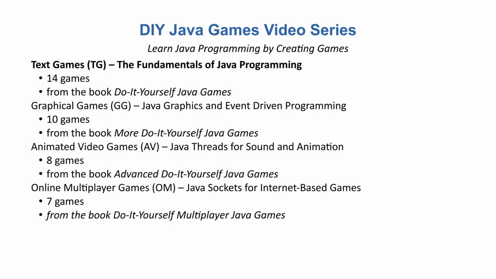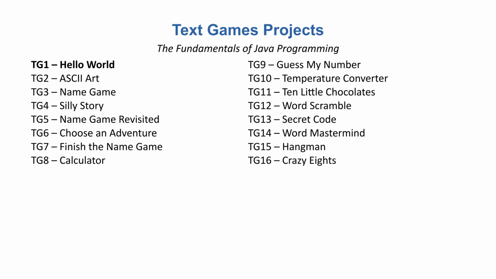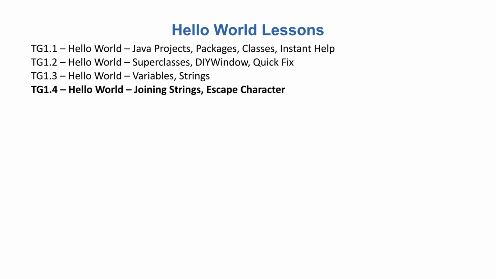We're currently in the Text Games video series, TG, the first of 4 types of games series. The focus of this series is to cover the fundamentals of Java programming. This series has 16 projects. We're currently working on the first project, TG1, Hello World. This is the last lesson in the Hello World project.